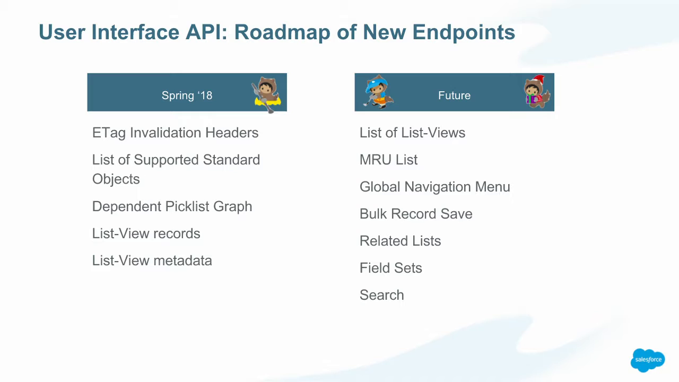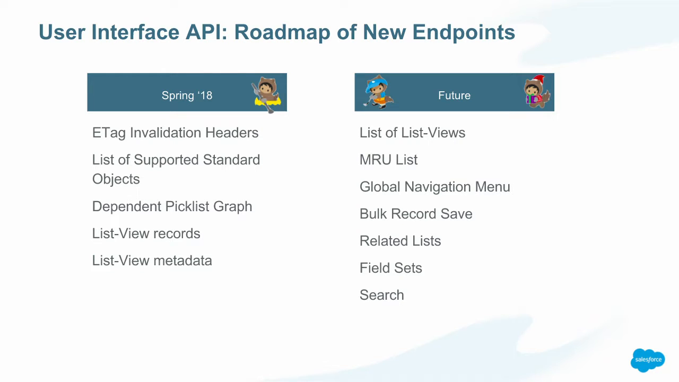We also added an API endpoint that gives you a list of all the objects that we support in the user interface API. For those of you who are familiar with Lightning, you know that not everything is supported yet in Lightning. So our API has to sort of honor that as well. But it was confusing, I thought, for our customers and our partners to be building stuff and then having to refer to documentation to figure out, okay, is this object supported or not supported? So we have a list.